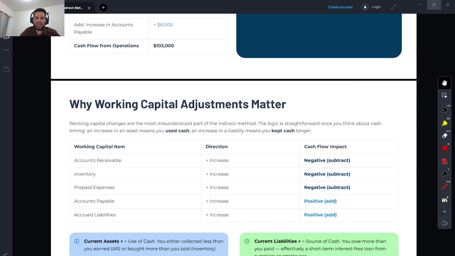On the other hand, if a current liability increases, cash usually increases. For example, an increase in accounts payable means the company delayed paying suppliers, so it's effectively using supplier credit as short-term financing. So a very useful shortcut is: current assets increase equals use of cash, current liabilities increase equals source of cash.